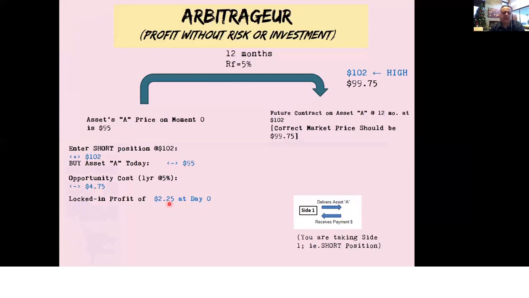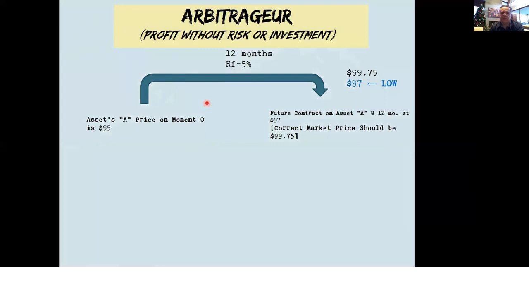Again, it's important to notice that this is being secured on day 0. Even though the money exchange will be done in the future, he can assure that he will have this profit on day 0. So that's why an arbitrager is always happy, because he is locking in a profit of something that is not correct. Again, this is secure on day 0.